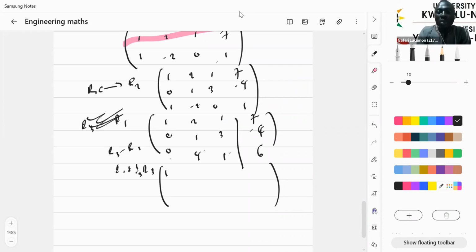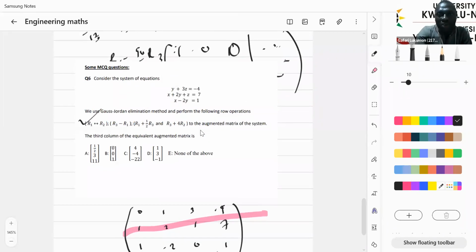So then R1 plus half R3, you know, this is 2. Half of this is also 2. 2 plus 2 will give me 4. R1, this is 1 plus half of this, that is 3 over 2. This is 7. Half of this is 3. 7 plus 3 is 10. You understand now? And what is the next row? Maybe you can just leave this as it is, 0, 1, 3, minus 4. And what is the last row?